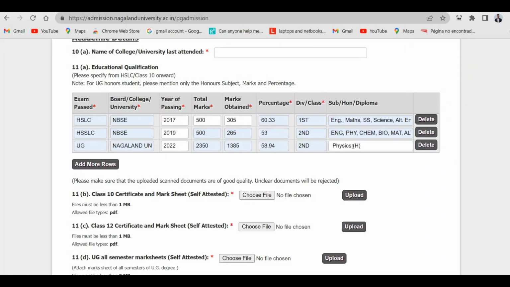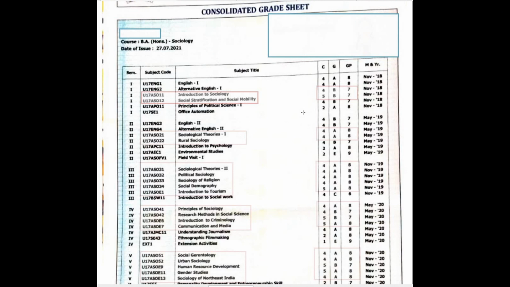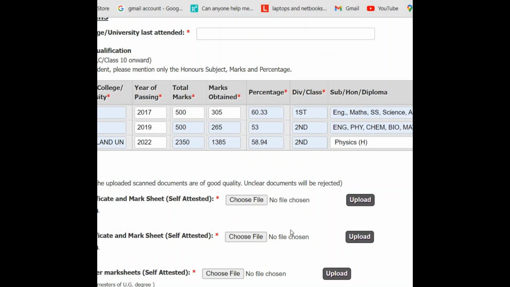On the subject part, they need to enter the subject name along with the honors. In case the students have not taken any honors paper, then they need to enter general. For those students who are joining from St. Joseph University Dimapur, the way to calculate their percentage is a bit different. They need to enter the credit and the credit points on the total marks and marks of them.